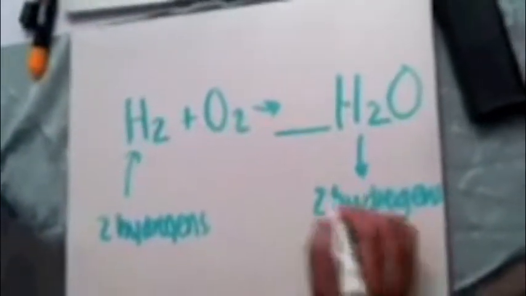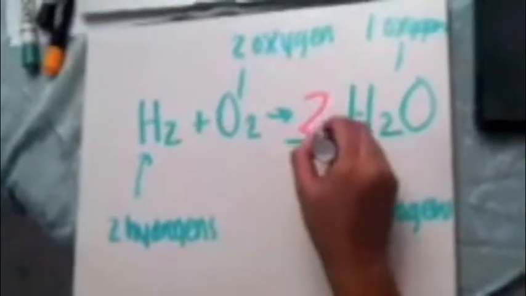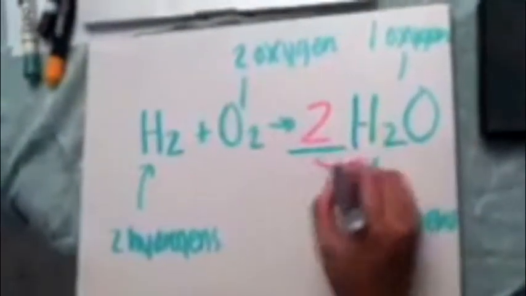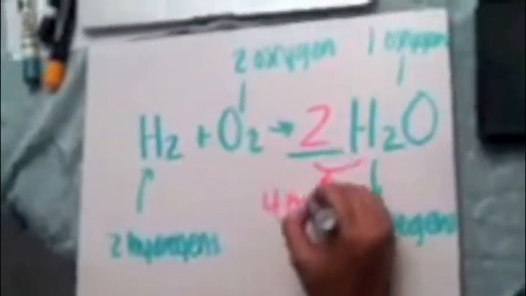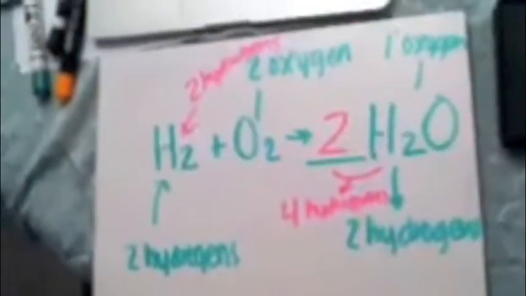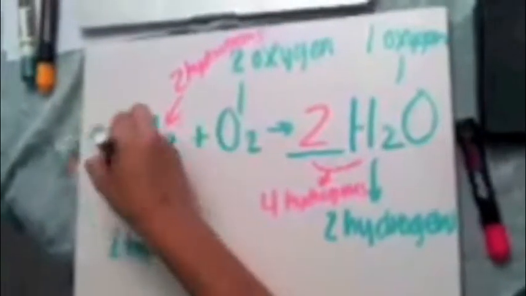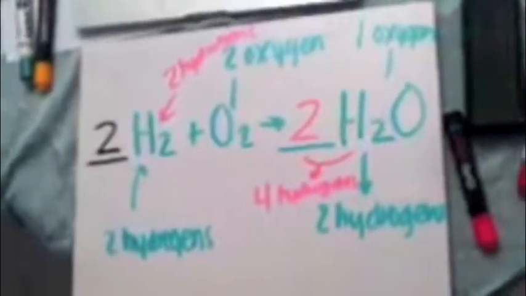All coefficients must be simple whole numbers, so to get the number of oxygen equal, a coefficient of 2 should be placed in front of H2O, meaning there are now 2 oxygen atoms on each side. Now the hydrogen elements are off balance because there are 4 on the right and only 2 on the left. This is a simple fix, and all that is needed is a 2 coefficient in front of the H2. Now the equation is completely balanced with 4 hydrogen atoms on either side and 2 oxygen atoms.